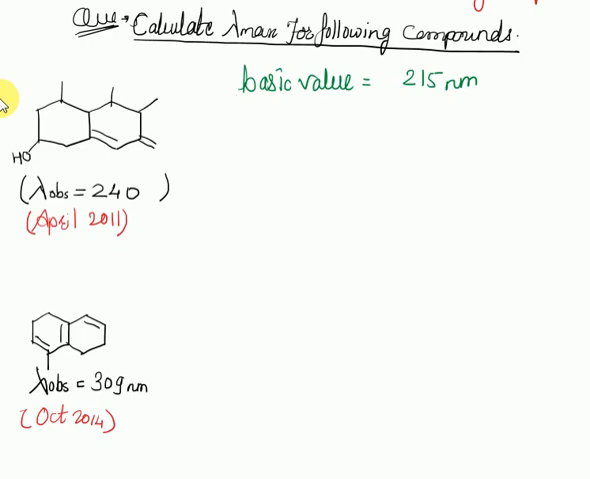Then there is an exocyclic double bond here, no extra conjugation, but see this A and B ring. This double bond is exocyclic to ring A, and this double bond is exocyclic to ring B. The contribution by one exocyclic double bond is 5, so for 2 exocyclic double bonds, the total contribution is 10.